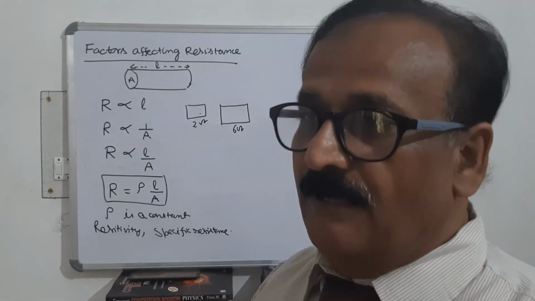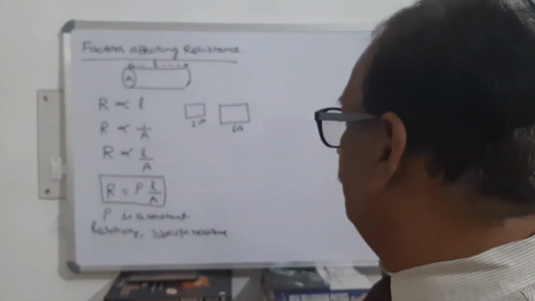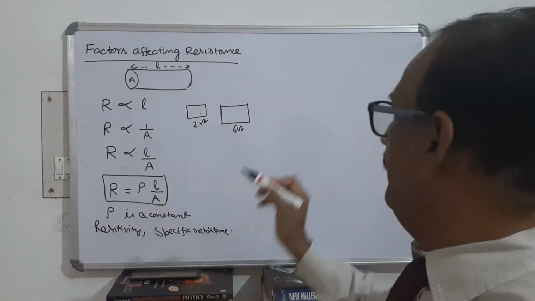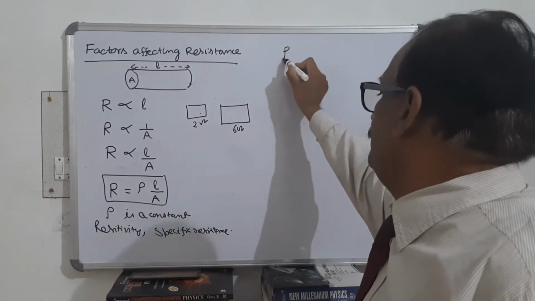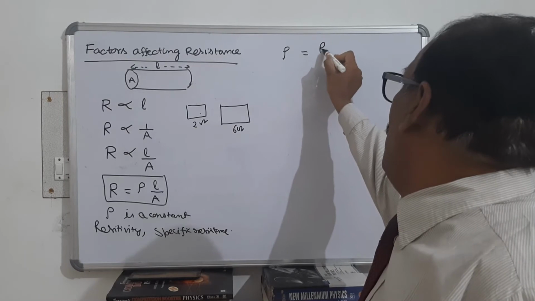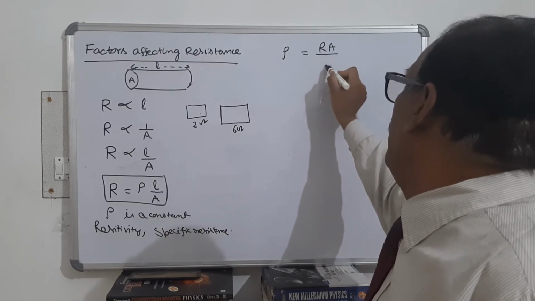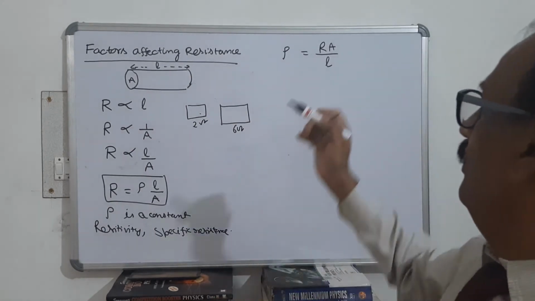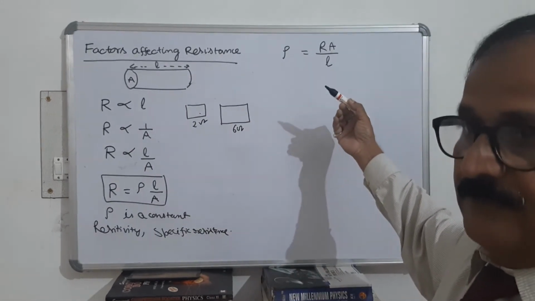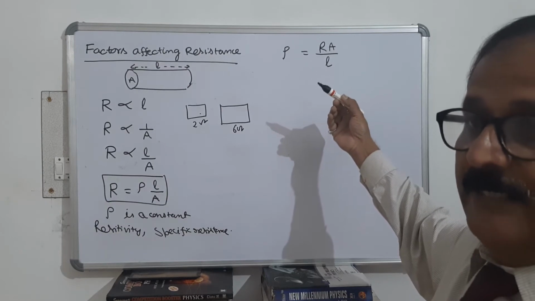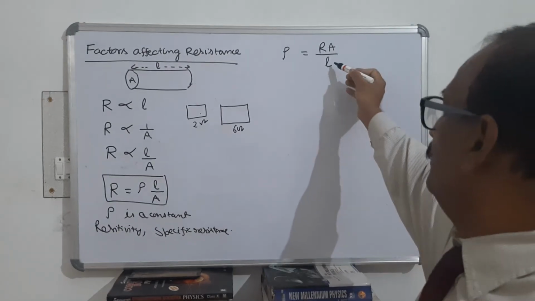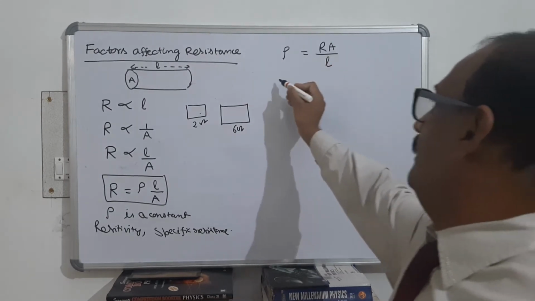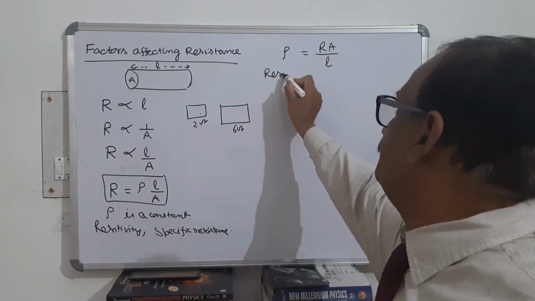Now I come on to how we can define the resistivity. From the formula R is equal to rho L by A, you can write rho is equal to R A upon L. It means the resistivity of a material is equal to the resistance of that piece of conductor whose length is 1 meter and area of cross section is 1 meter square. If you put L equal to 1 and A equal to 1, then rho will become R.